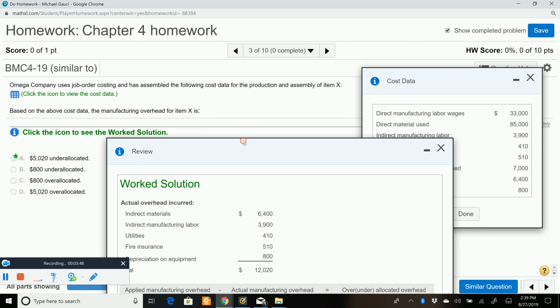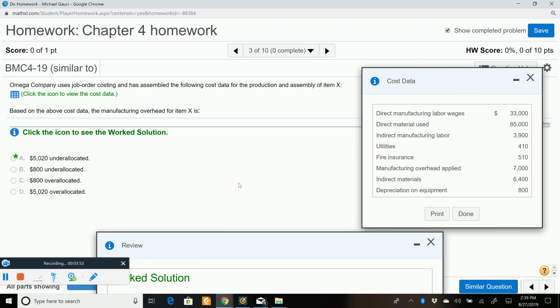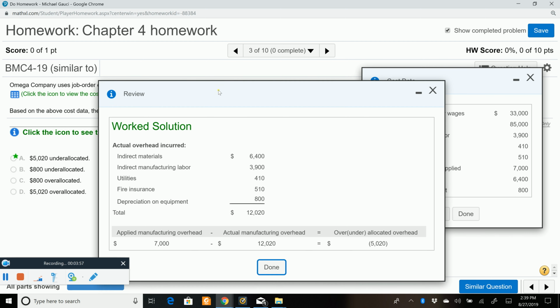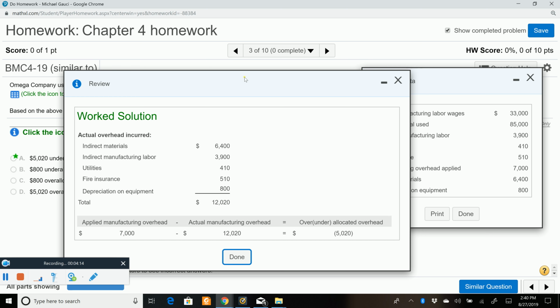Well, this is how we figure it out. So what we're going to do is first we are going to calculate which overhead items are actually incurred. And from that list over here on the right, the actual overhead items are the indirect materials and indirect labor, the utilities, the fire insurance, and the depreciation. When we add all that up, it comes to $12,020. But that's the actual overhead.